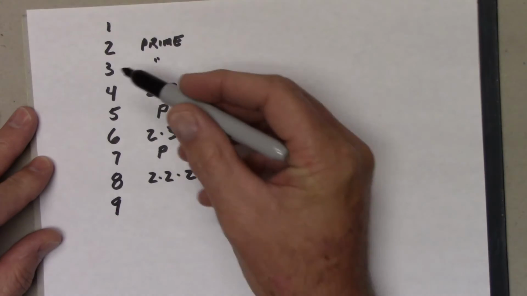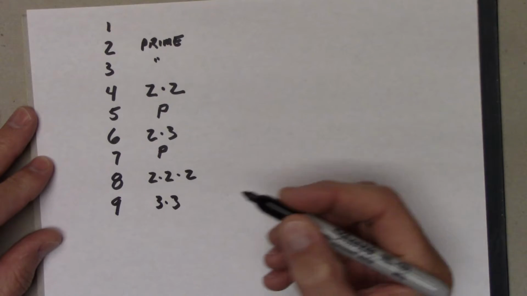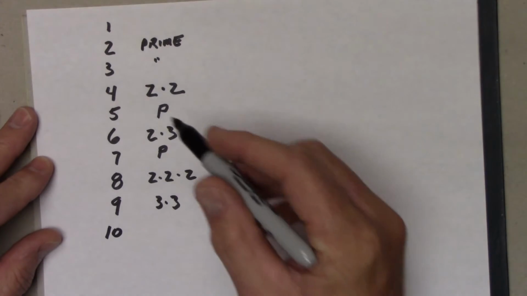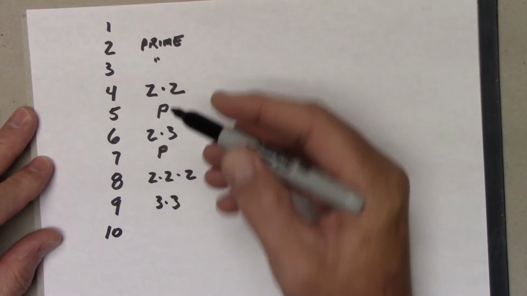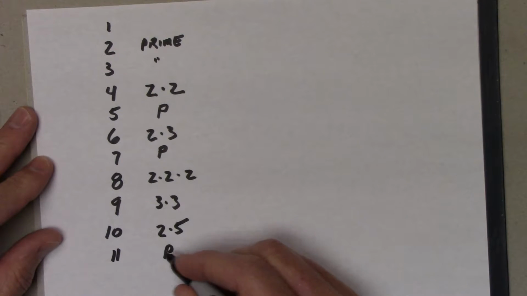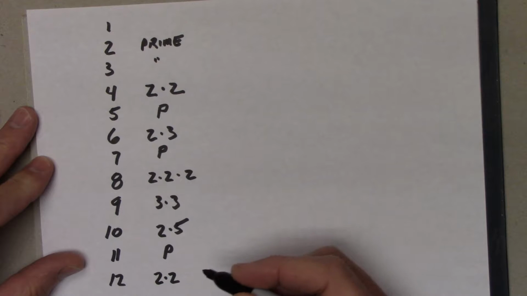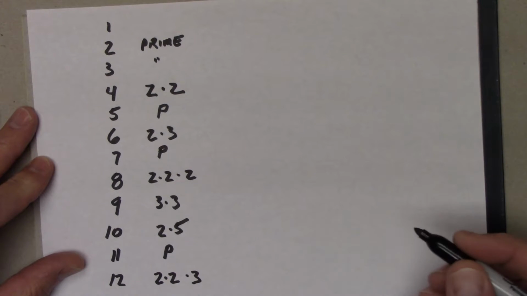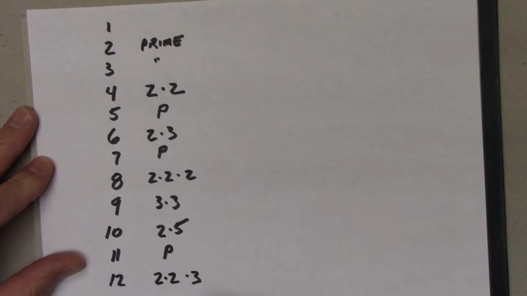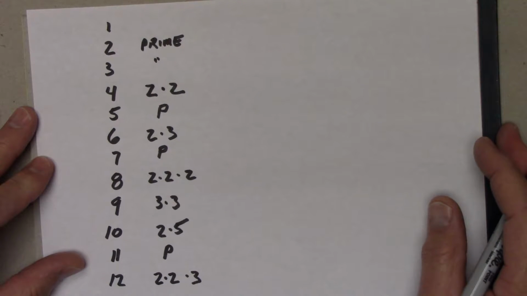9 we make by using our prime number of 3, which is 3 times 3. 10 we make by multiplying 2 times 5. 11 is prime. 12 we make by writing 2 times 2, which is 4, times 3. We always, for good manners, try to put these in order from smallest to biggest. Mathematically it doesn't matter, but just as a matter of convention or procedure, we do it that way.